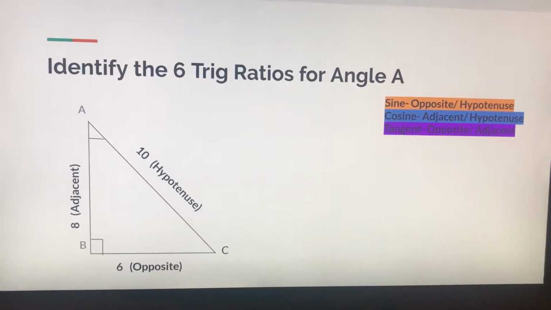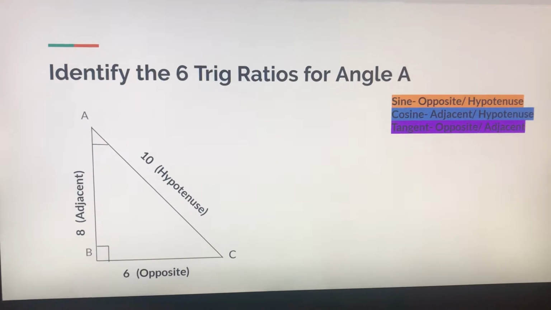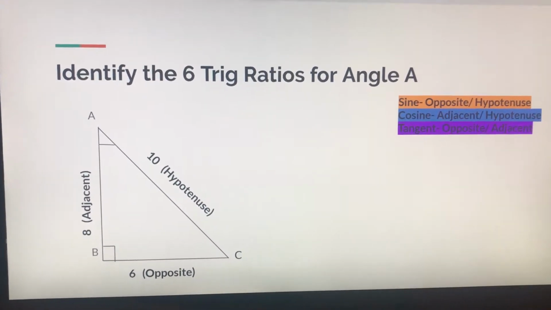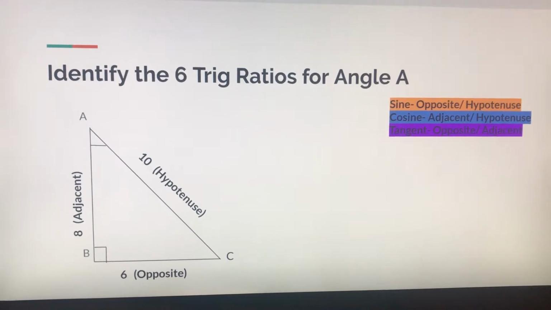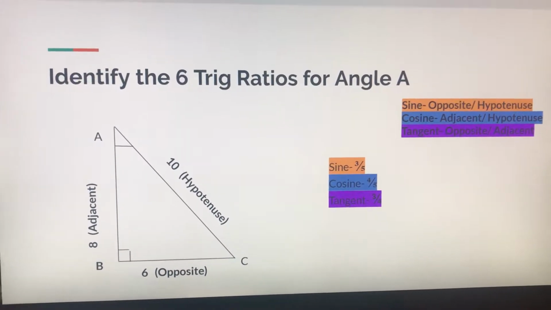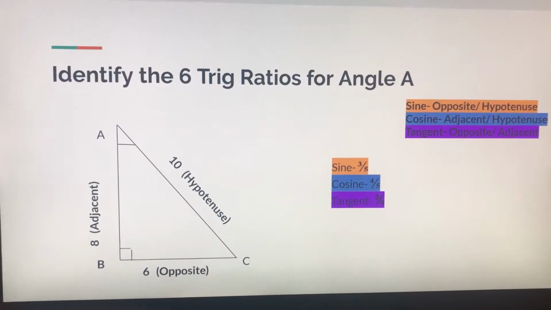So for this problem, you have to identify the six trig ratios for angle A. For your adjacent, you have 8, your hypotenuse, you have 10, and your opposite, you have 6. To find sine, you use opposite over hypotenuse, which would be 6 over 10, which will be reduced to 3 over 5.